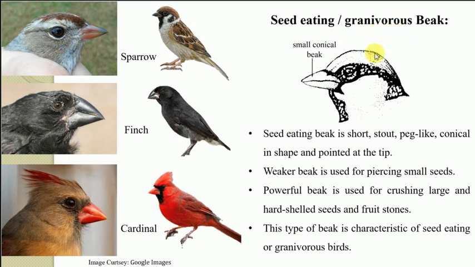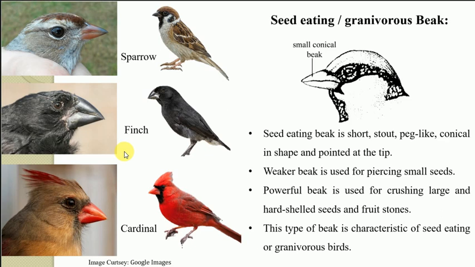Now the seed eating beak is comparatively short and it is a stout, peg-like, conical in shape and pointed at the tip. So here, if you see the diagram, they are provided with a small and short beak, but though it is short, it is stout enough, peg-like and conical in shape, and the end is quite pointed. Now the weaker beak is useful for piercing small seeds, whereas the powerful beak is meant for crushing large and hard-shelled seeds or fruit stones.